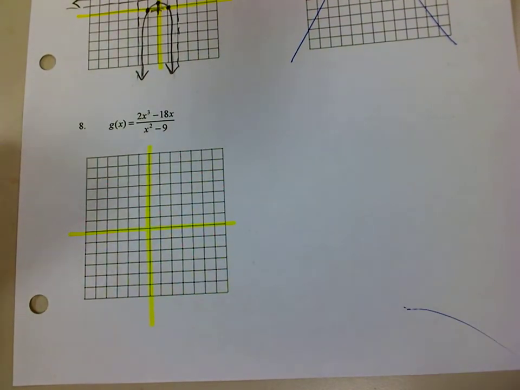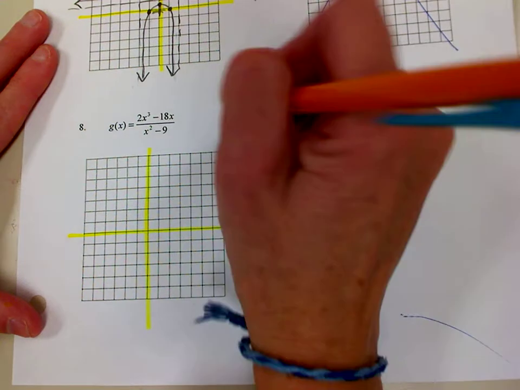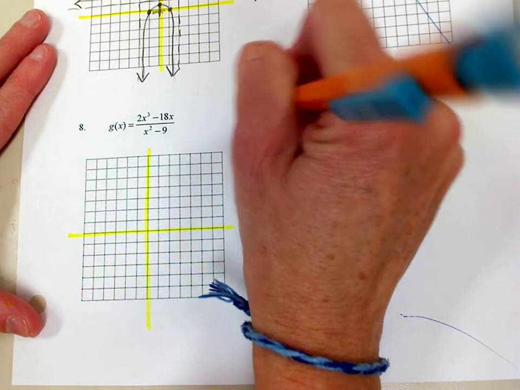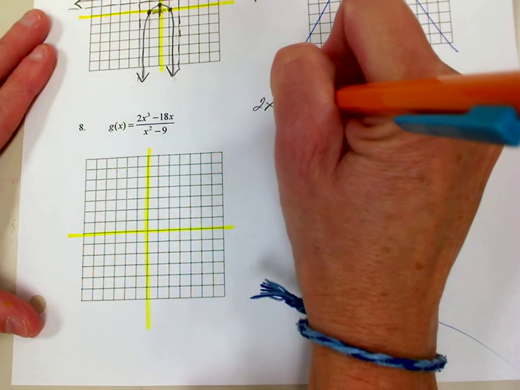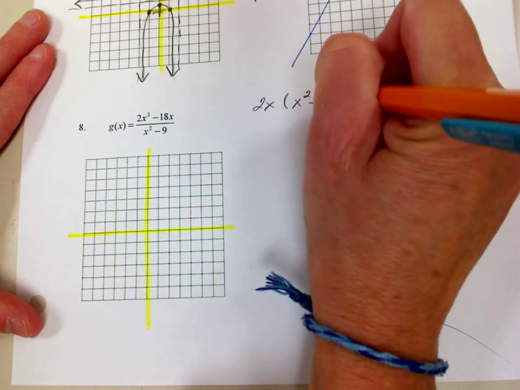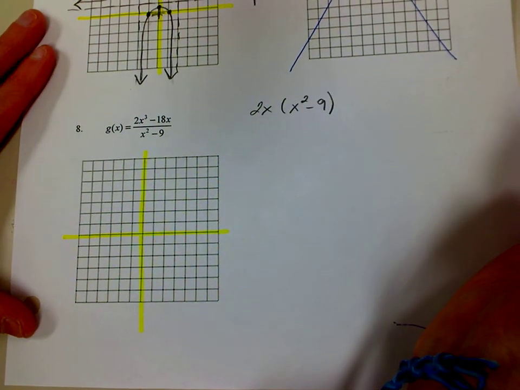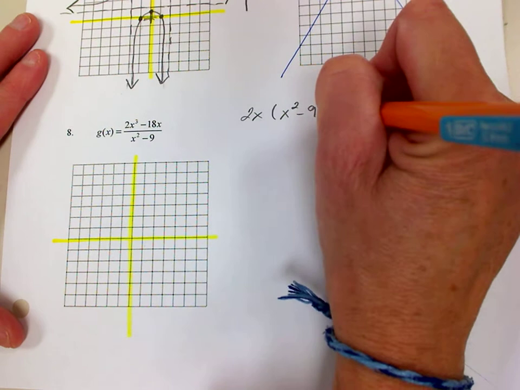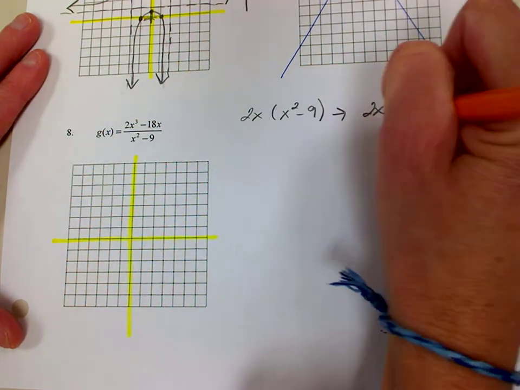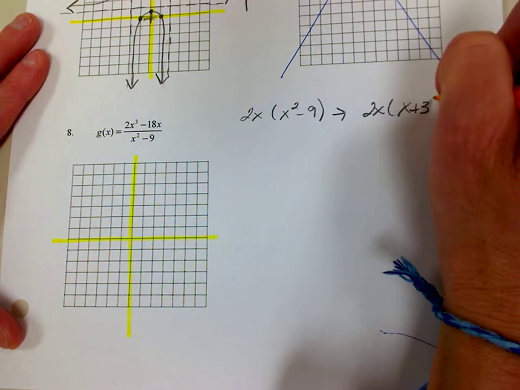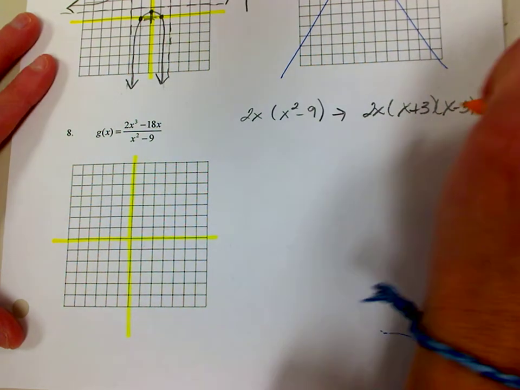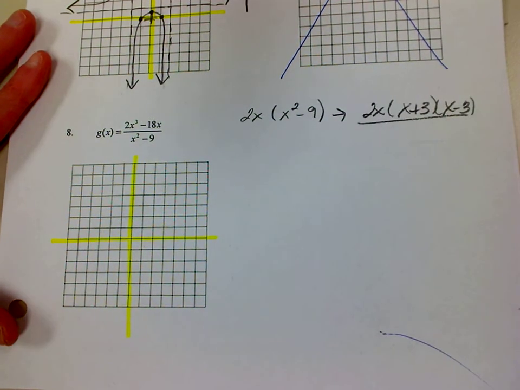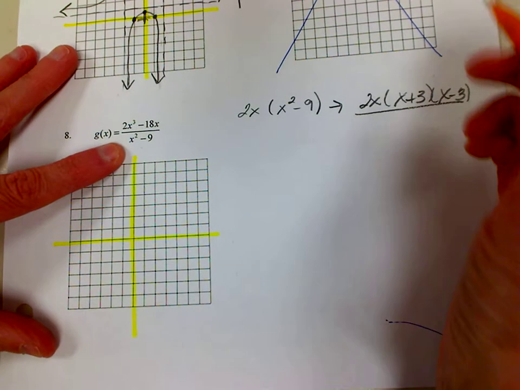Okay, last one. So first I want to factor. I'm going to take out a 2 and an x. It's going to give me x squared minus 9. I can actually factor that more. I got a difference of perfect squares. Okay, and then this is a difference of perfect squares.